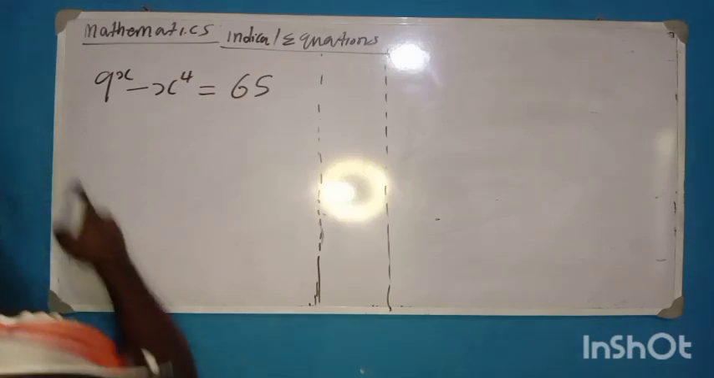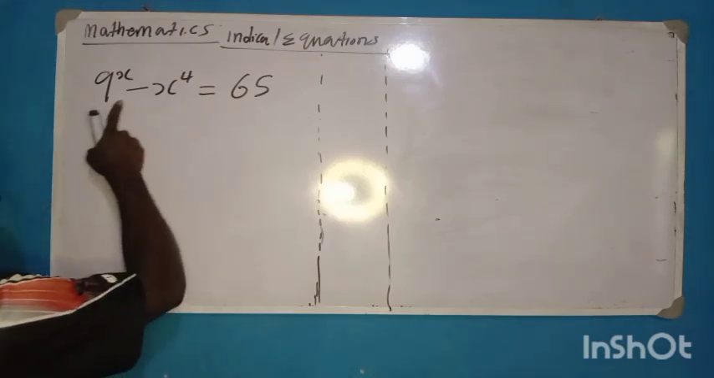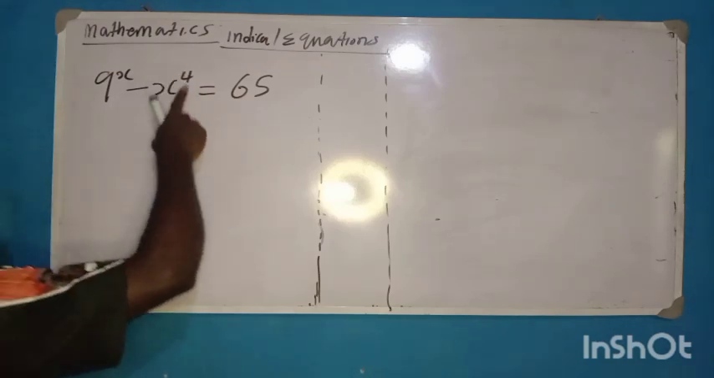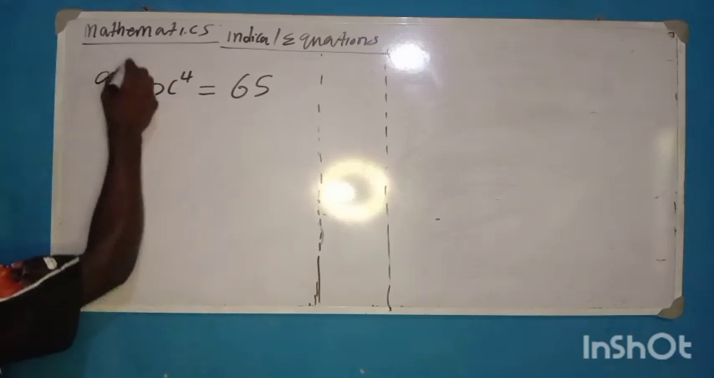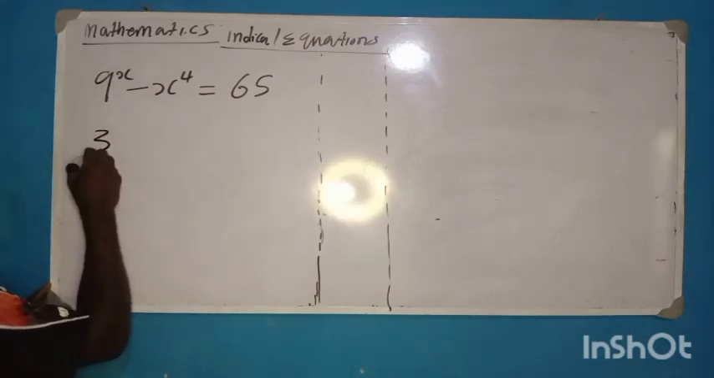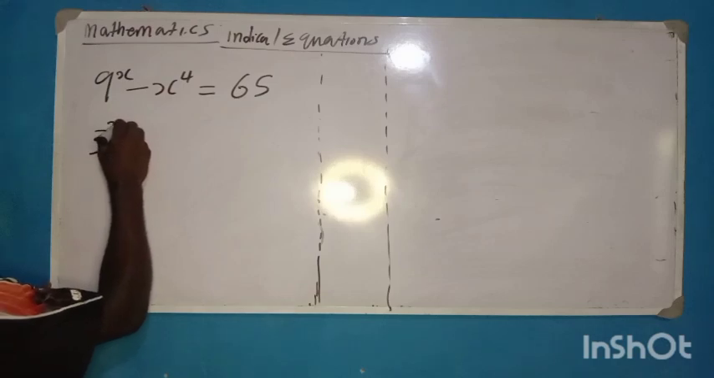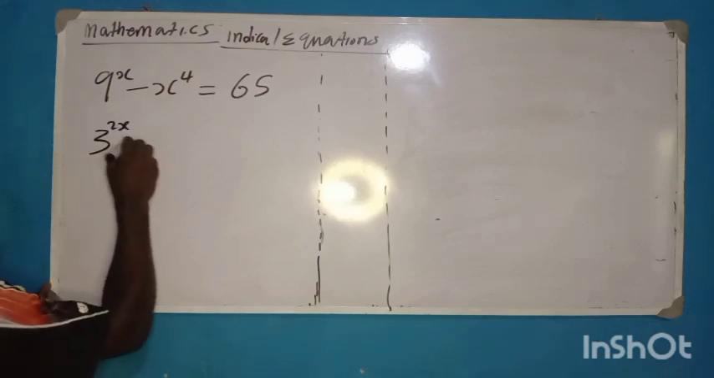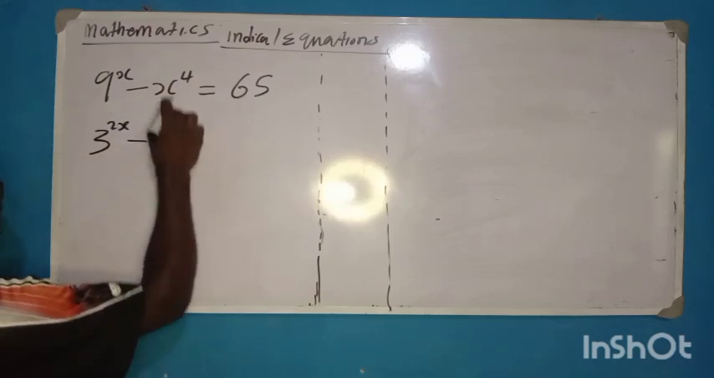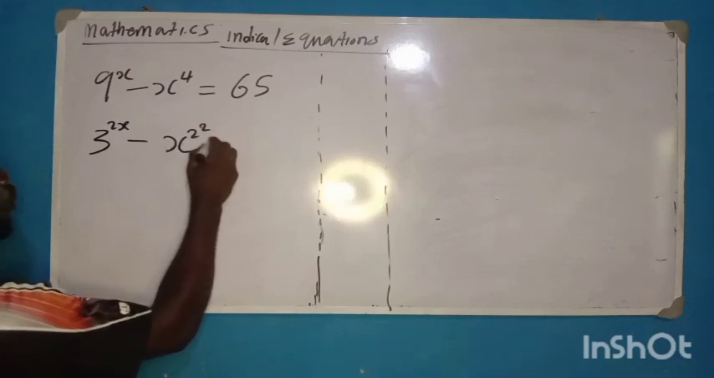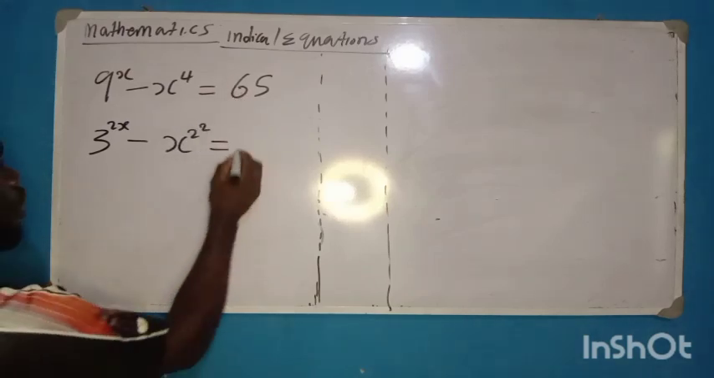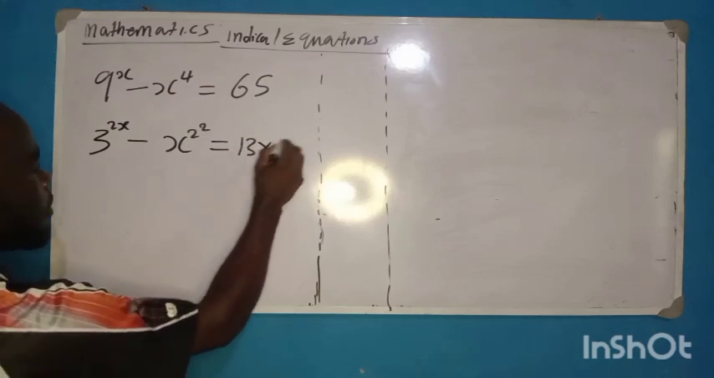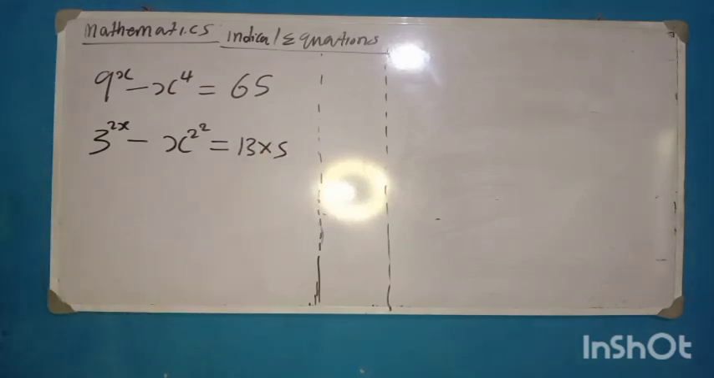The question says 9 to the power of x squared minus x to the power of 4 equals 65. So we can write 9 as 3 to the power of 2 multiplied by x squared, minus x to the power of 4. We can write 4 as 2 to the power of 2, equals 65. We can break 65 into, let's say, 13 multiplied by 5. That will give us 65, right?